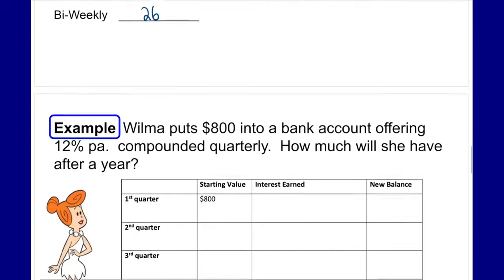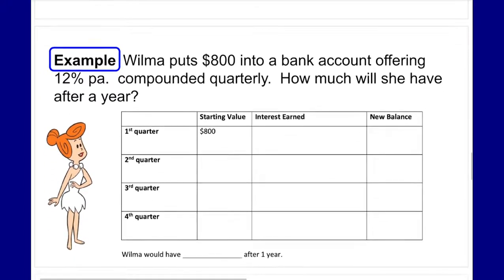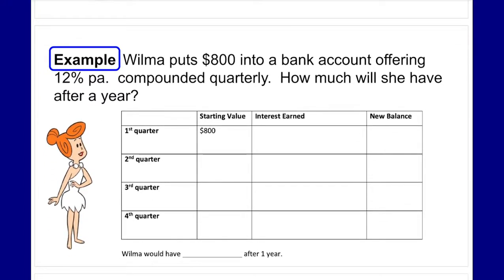So let's look at a simplified example. Wilma puts $800 into a bank account offering 12% per annum compounded quarterly. How much will she have after a year? Well, let's work through it in a table. So in the first quarter, she starts with $800. The interest rate is 12% over the year, so if we turn it to a decimal, 0.12.